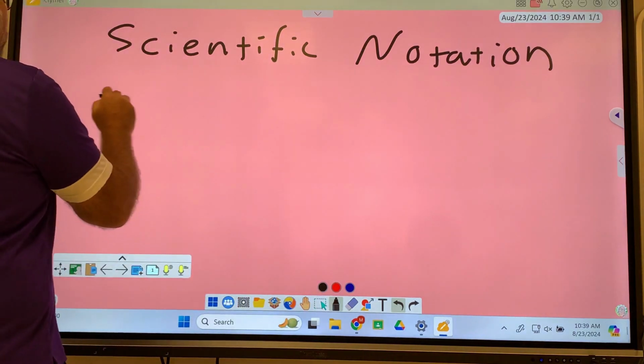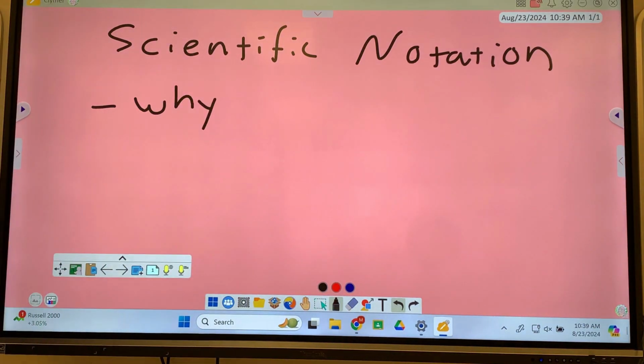So it bears mentioning the why behind scientific notation. Why do we use scientific notation? There's two real reasons I'm looking for here that I think of when I think of why on earth do we have to write something in scientific notation. What's one of them?